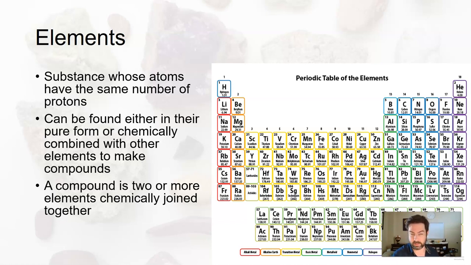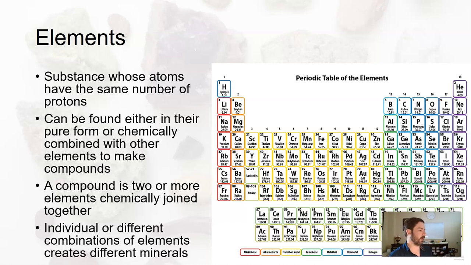So gold, if you're ever lucky to find it out in nature, usually it's in its pure state. It's just gold. That's all that's there. Salt is an example of a compound. And it's the same idea. It's either individual elements or different combinations of elements that create different minerals. So gold is a mineral made up of one type of element. Diamond is another one. A pure diamond is just made up of carbon, a bunch of carbon atoms. Whereas salt, sodium chloride, or quartz, which is made out of silicon and oxygen, are compounds.